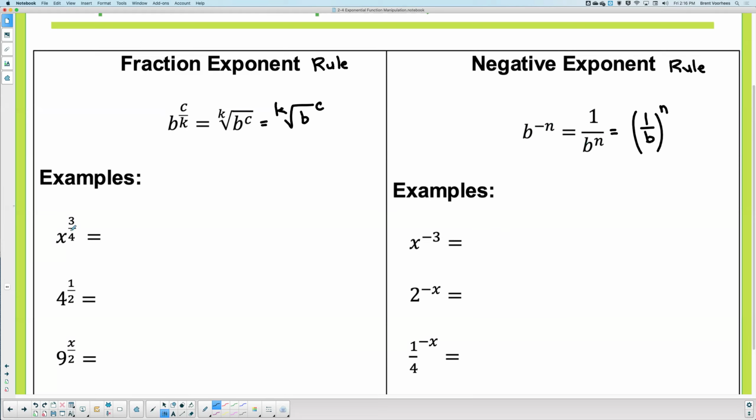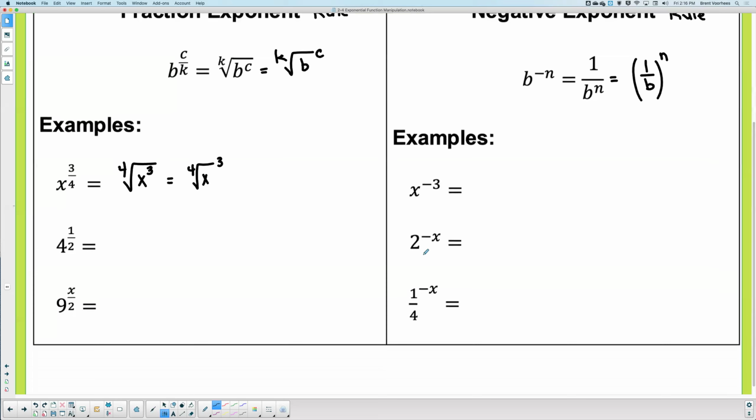So here are some examples just to show you what this is. X to the 3/4 could be rewritten as the 4th root of x cubed, which you could also write as the 4th root of x, all cubed. Both are mathematically equal to one another. That's what you can do with the fraction power.